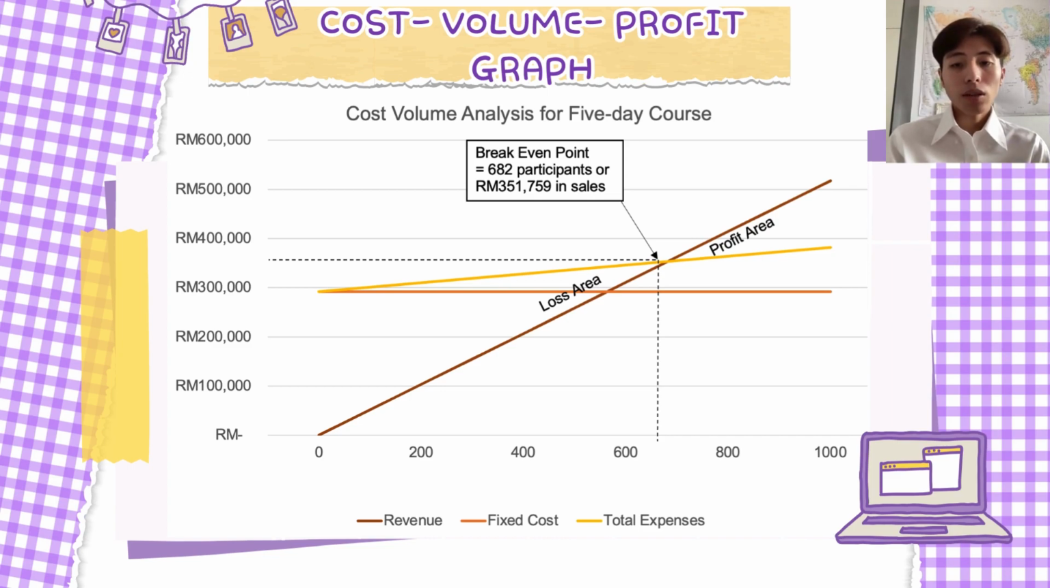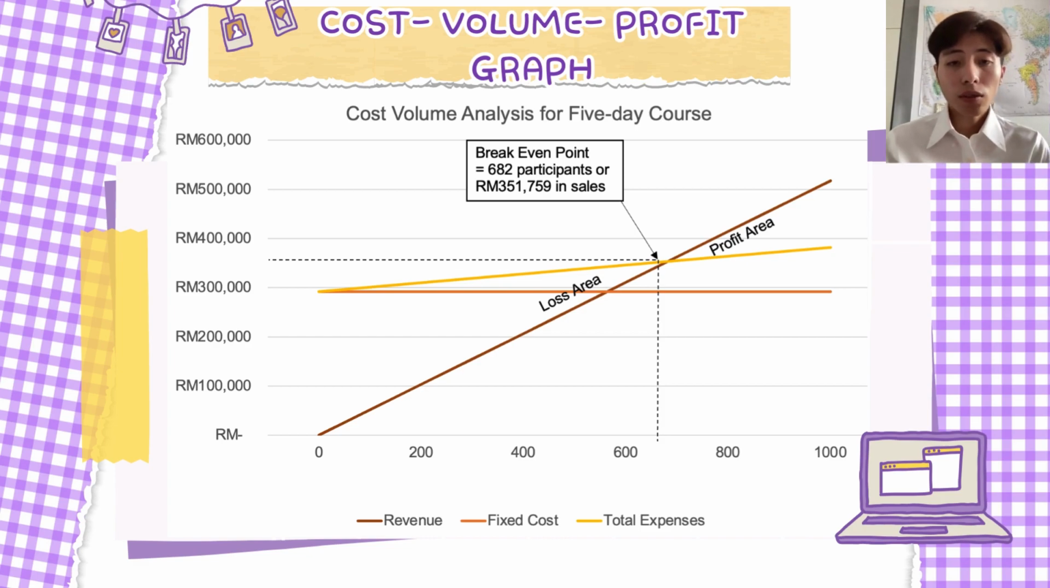So in the profit area of the cost volume profit graph, the distance between the revenue line and the total cost line at any point equals net income. Required sales are found by analyzing the differences between the two lines until the desired income, RM0, is found, which is the break-even point. The break-even point is the intersection of revenue and the total expenses line. As you can see here, the brown line indicates revenue, the orange line indicates fixed costs, and the yellow line indicates total expenses.